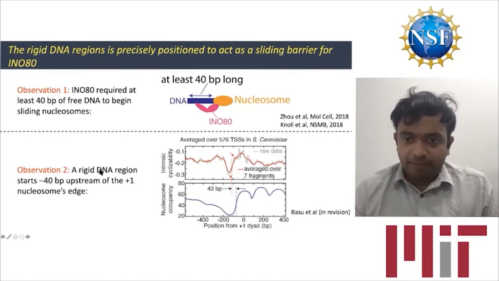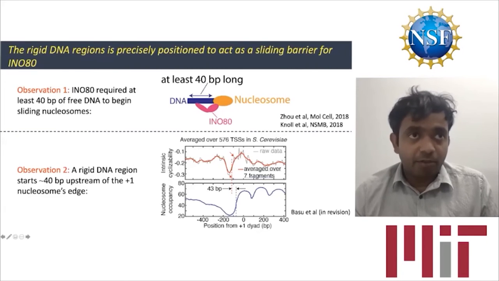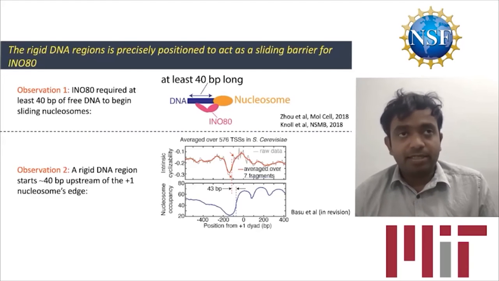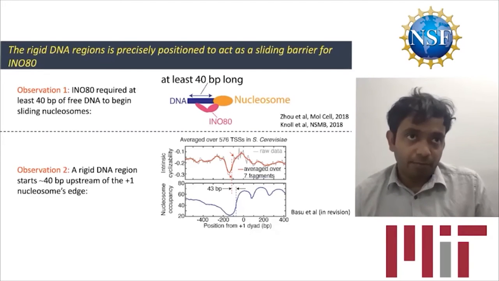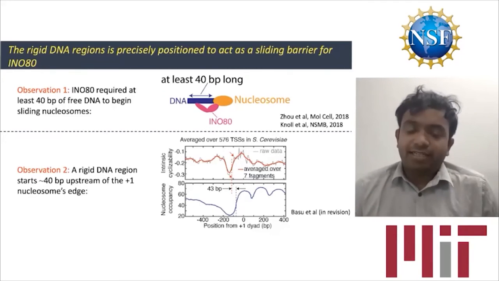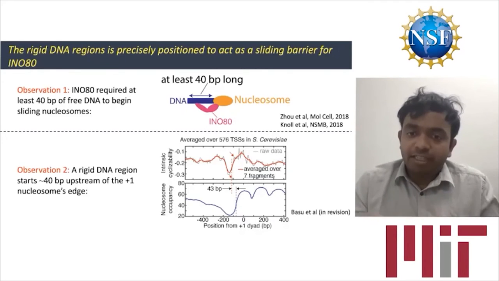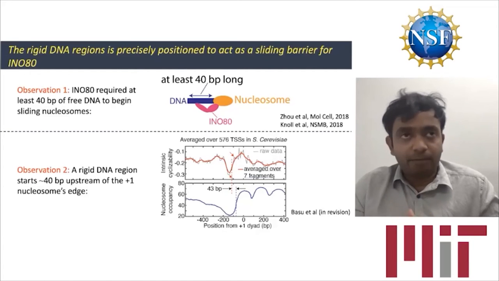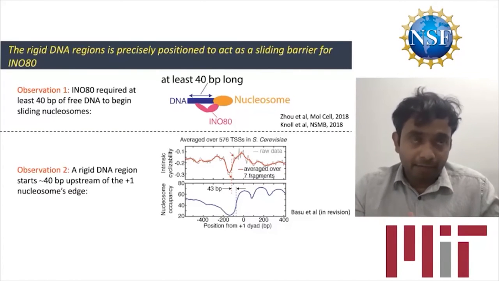The second observation is that this region of rigid DNA that we discovered, co-centric with the nucleosome depleted region, also starts precisely 40 base pairs upstream of the edge of the plus one nucleosome. So it strongly suggests that this rigid DNA region is precisely positioned to serve as a barrier against further upstream sliding of the plus one nucleosome by INO80.